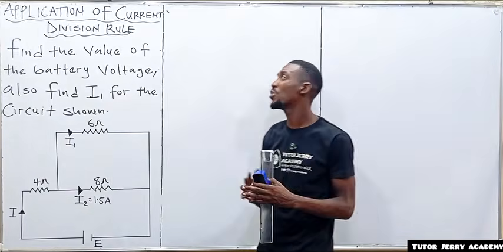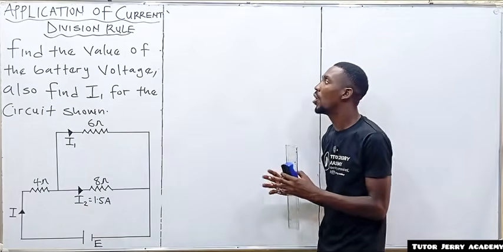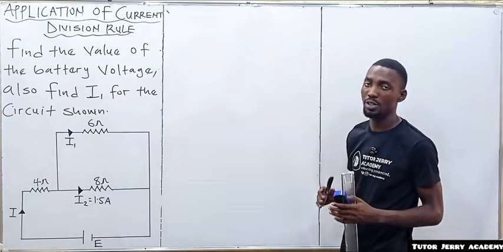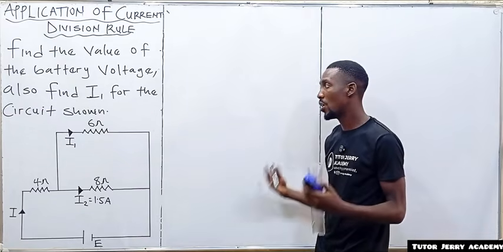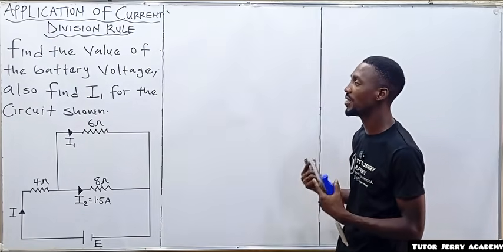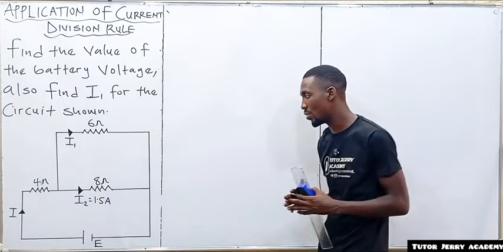All right, we are going to be solving another question on application of the current division rule. They say we should find the value of the battery voltage. Also, find I1 for the circuit as shown. You can see the circuit.